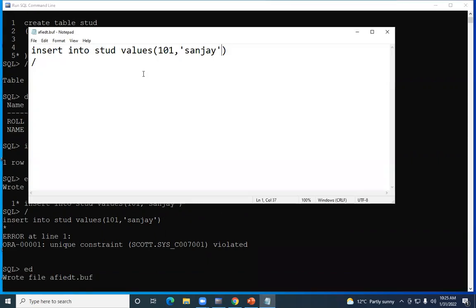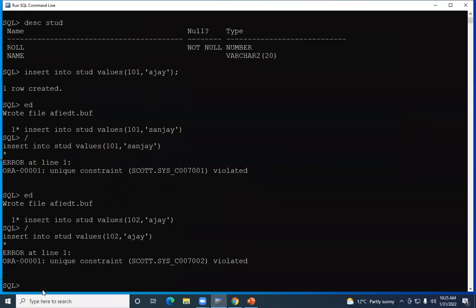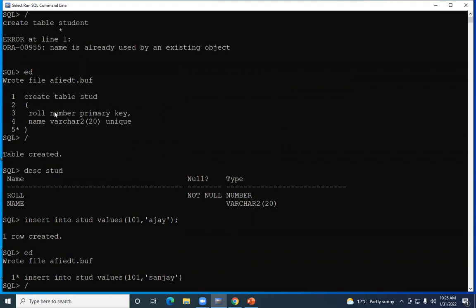Let's try it again. Look carefully. Let me make it 102 and the same name Ajay. Remember, on this I have put a unique constraint, if you see here. So let's see how it behaves. Again, the unique constraint is violated. See, there are some names for these constraints. I did not give any names. Let's be very clear about it. This name comes here, SYS_C. This is the name of the constraint.